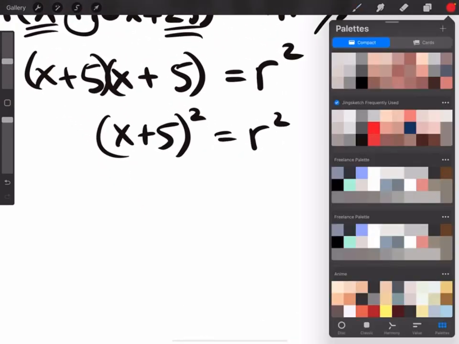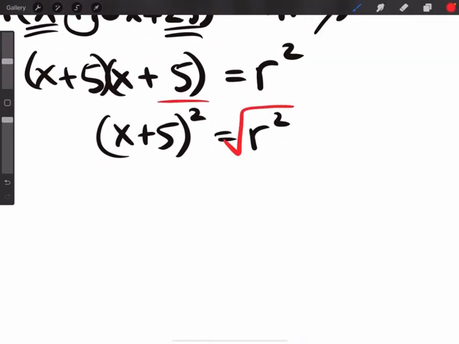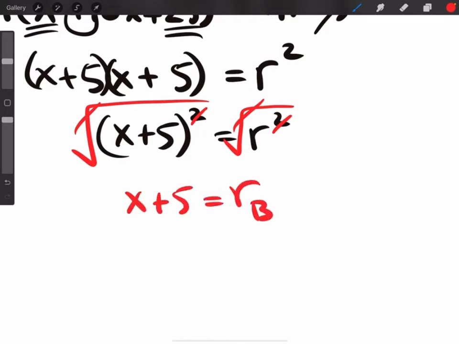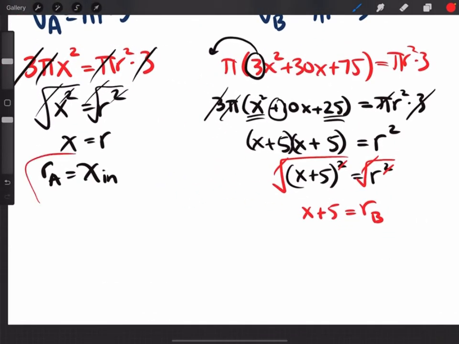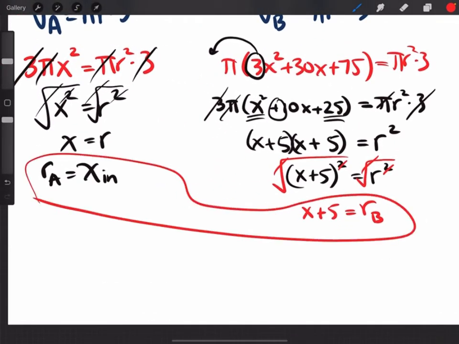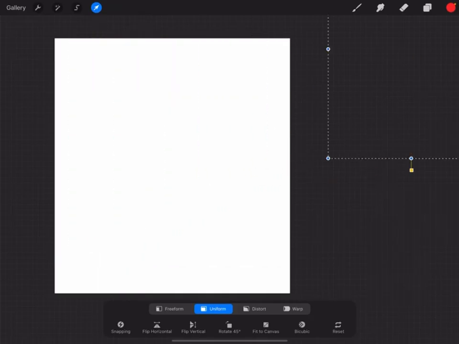Then after that, we take the square root. The square and the root cancels out, leaving you with just x plus 5 is radius B. So now we can see that radius B is 5 more than radius A, and that's all it is for that problem. Canceling all this out.